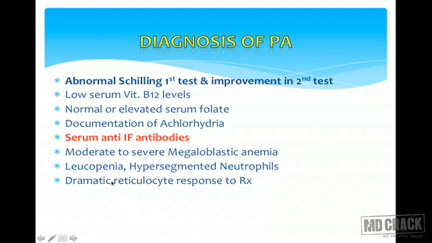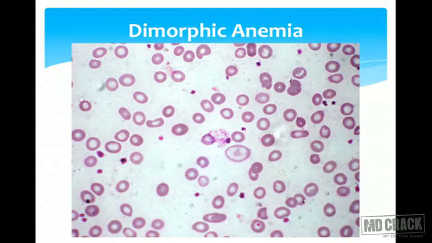The patient can also have leukopenia, and hypersegmented neutrophils can also be seen with pernicious anemia. Once you treat, the response will be very good. There will be a dramatic reticulocyte response to the treatment as such.